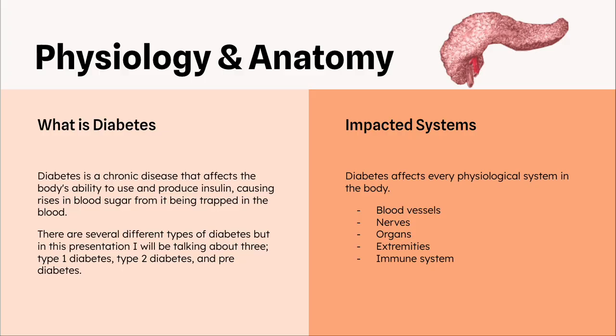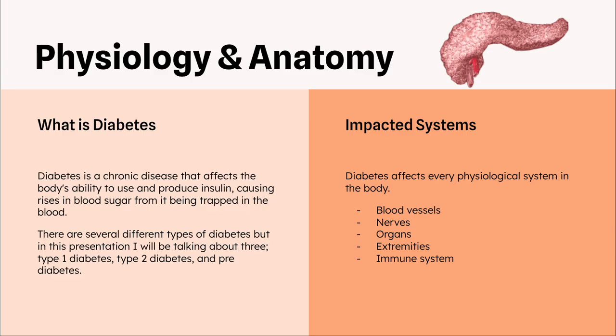Insulin is a secondary messenger that's going to help get blood glucose into the muscles and cells to use as energy or store as glycogen to use for energy later. This causes a rise in blood sugar if there is insufficient insulin production or use, from blood sugar being trapped in the blood.